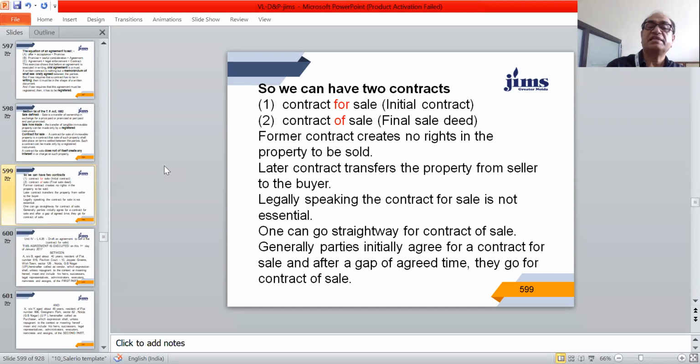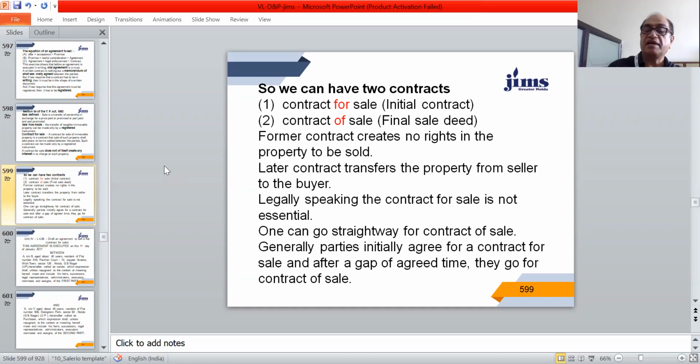The contract for sale, that is the former one, creates no rights in the property to be sold, whereas the latter, that is the final sale deed, transfers the property from seller to the buyer. And legally speaking, the contract for sale is not essential. You can go directly for a sale deed also.